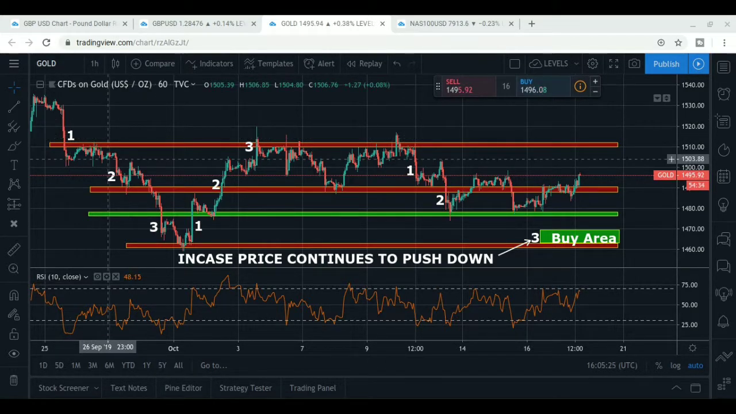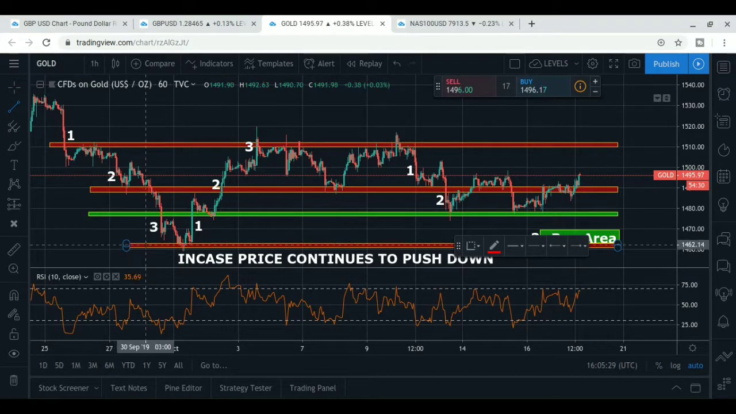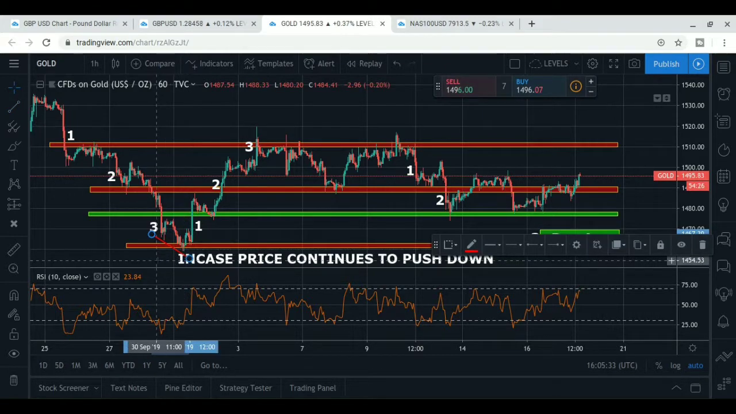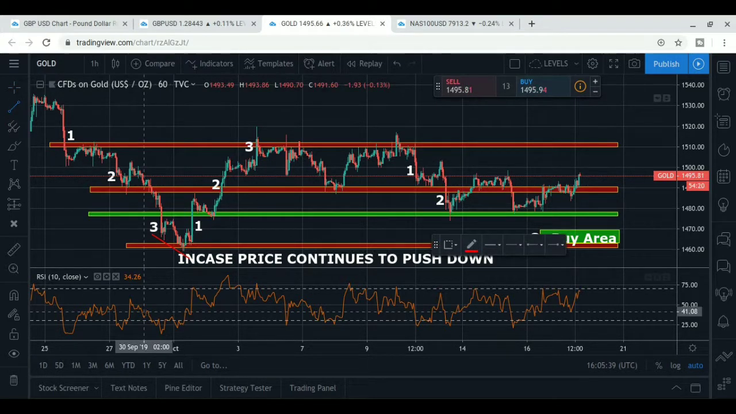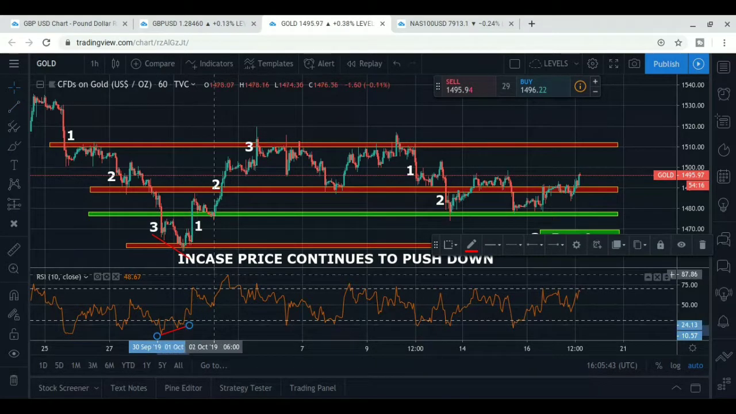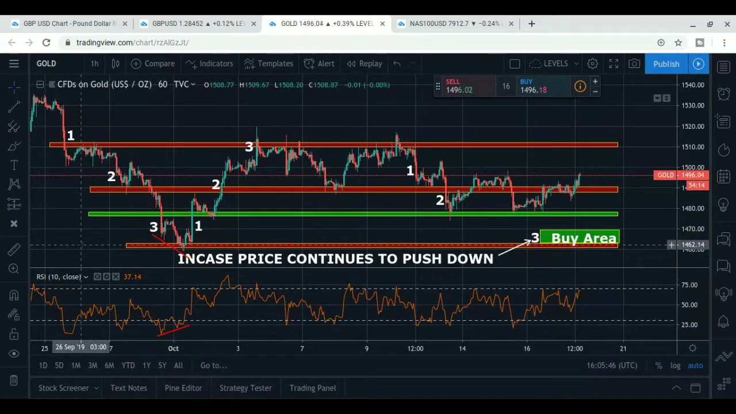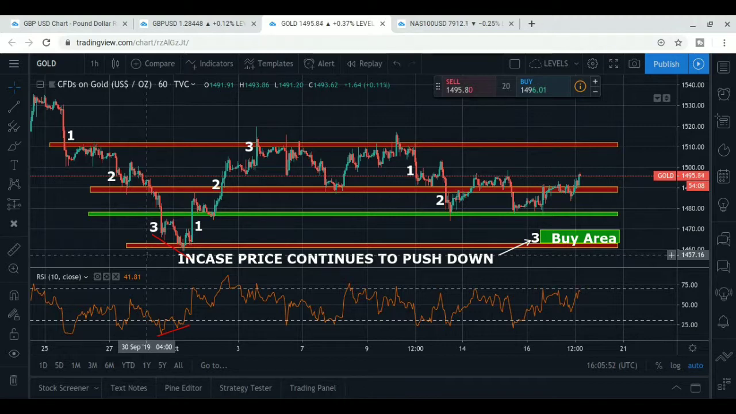So this is how divergence comes into play when we get three pushes down or three pushes up. We'll get that extended push, and you'll see divergence come into play to confirm the reversal. You see it, right? And you can also see it here.